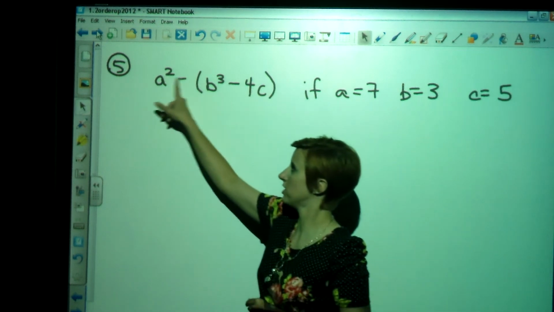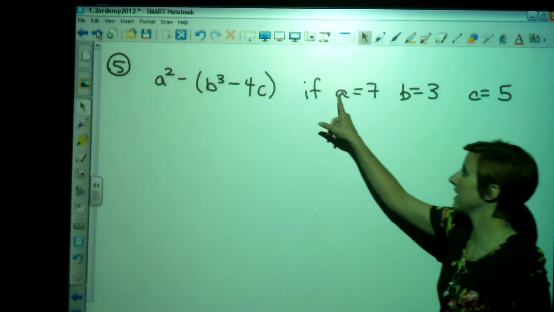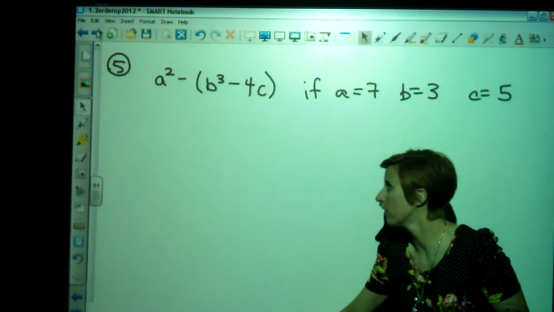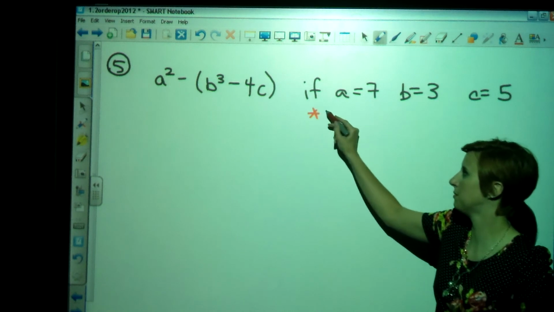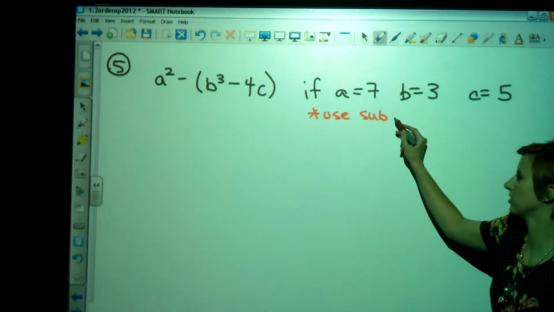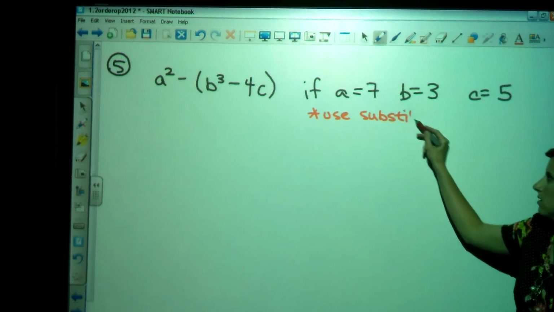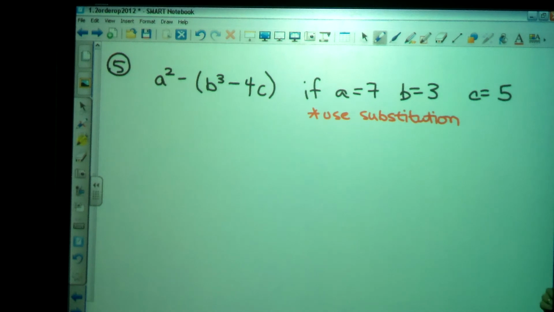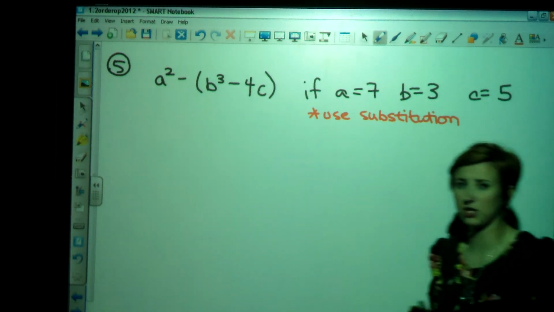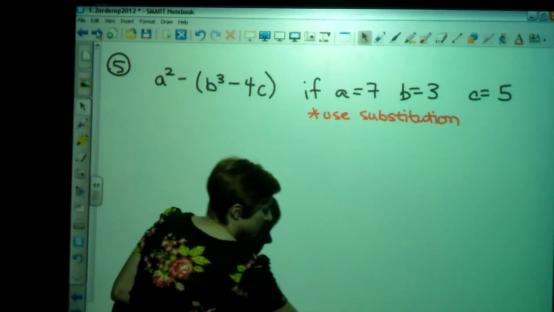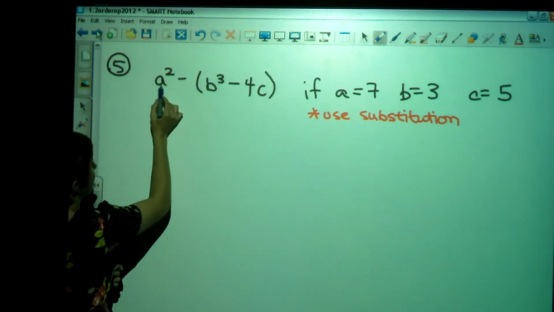Because it gave me an expression with variables, and it gave me values for my variables, I'm going to have to use substitution to solve this expression. So we just come over here and we substitute everybody's variable with their number.